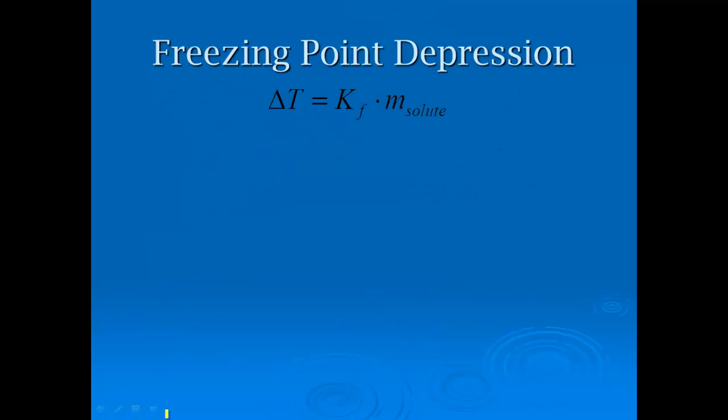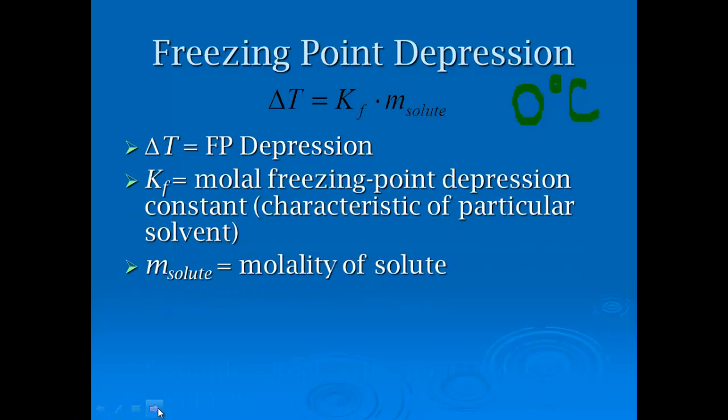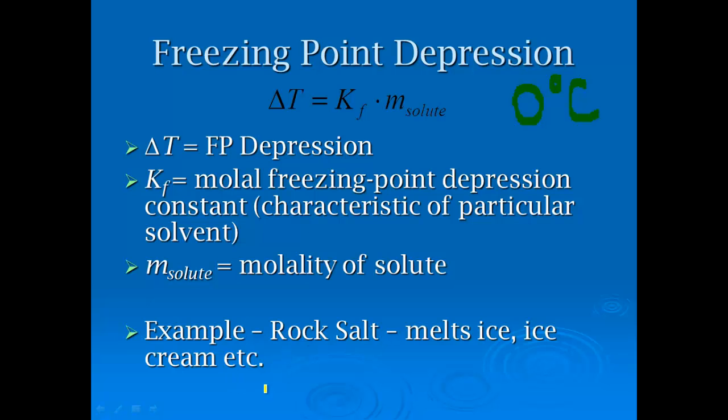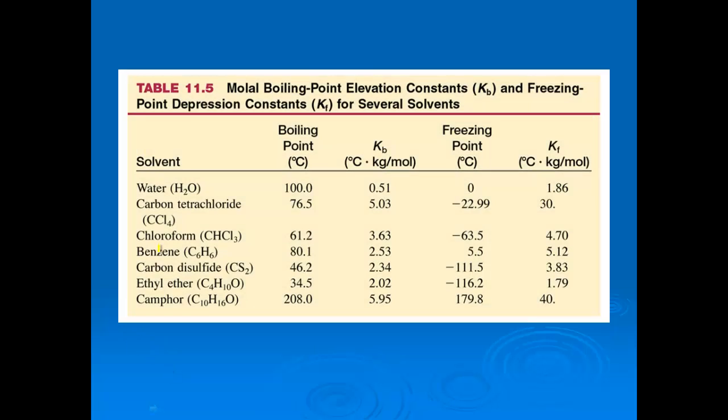Here's our freezing point depression equation. This time this is the amount that the freezing point is depressed. So again, it's the delta T. And just as a reminder, our typical freezing point for water is usually 0 degrees Celsius. So you just have to lower it from 0. So it might be negative 3.5. Kf is a constant. m is molality. Rock salt, like we said, makes ice cream, etc., etc.